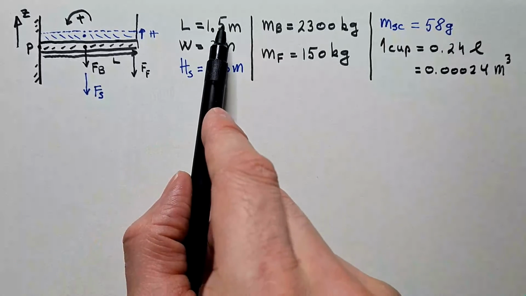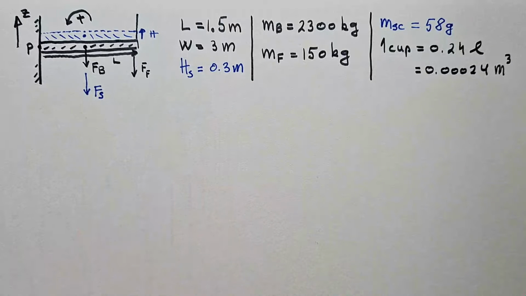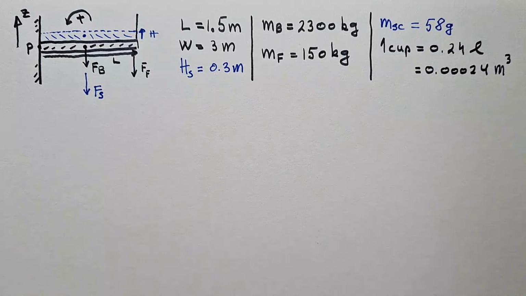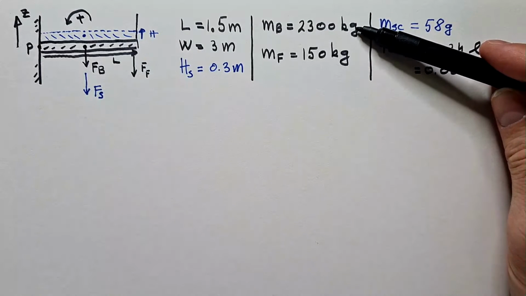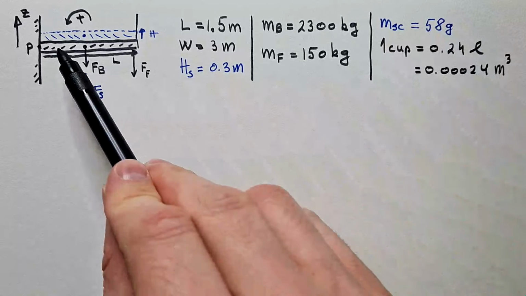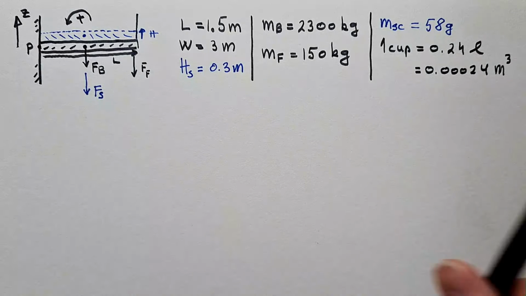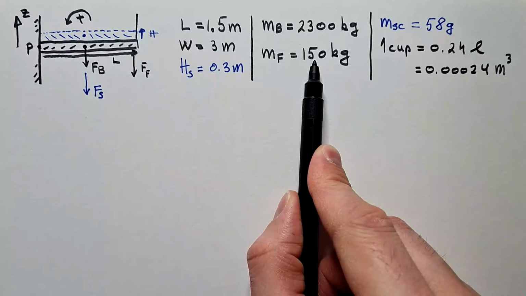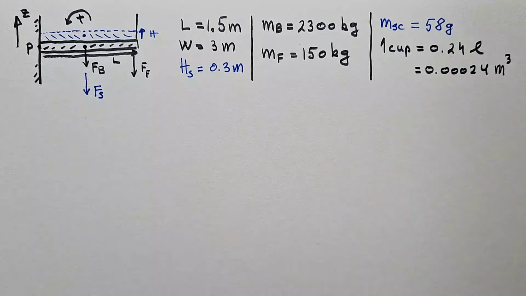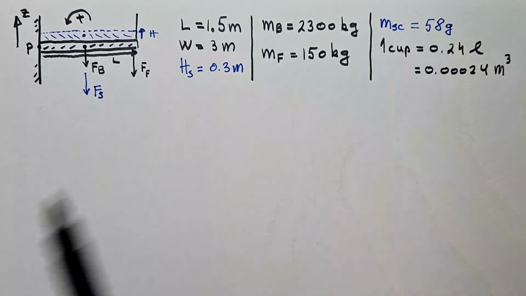The length of the balcony is 1.5 meters, I measured it, and the width of the balcony that goes into the page is 3 meters, I also measured it. Together we measured that the depth of the snow is 30 centimeters. Moreover, I estimated that the mass of the balcony is around 2,300 kilograms, accounting for the dimensions and the type of material that was used in the construction. The mass of the fence, similarly, I estimated to be around 150 kilograms, and these numbers agree quite well with the online resources. We just measured that the mass of the snow in the cup was 58 grams.